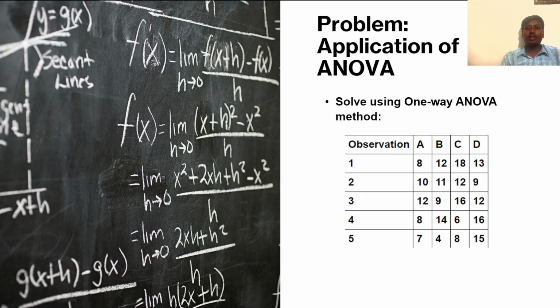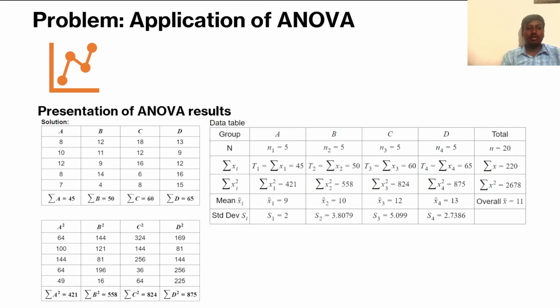Problem. Application of ANOVA. Solve using the one-way ANOVA method for the following table. Observations 1, 2, 3, 4, 5. A values are shown below, and B, C, D values are shown below. In the first table, we first calculate the sum of A, sum of B, sum of C and sum of D. And then we do the sum of squares table to know the sum of A square, sum of B square, sum of C square, sum of D square as given below.